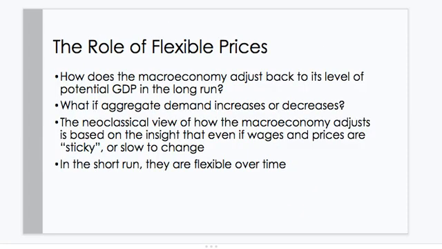The role of flexible prices. How does the macroeconomy adjust back to its level of potential GDP in the long run? What if aggregate demand increases or decreases? The neoclassical view of how the macroeconomy adjusts is based on the insight that even if wages and prices are sticky or slow to change in the short run, they're flexible over time.